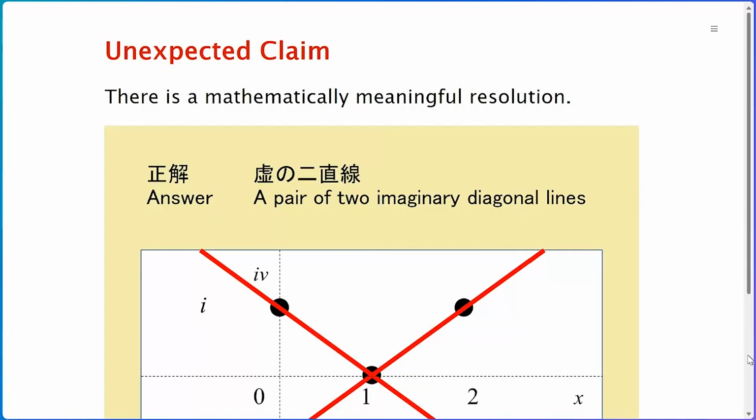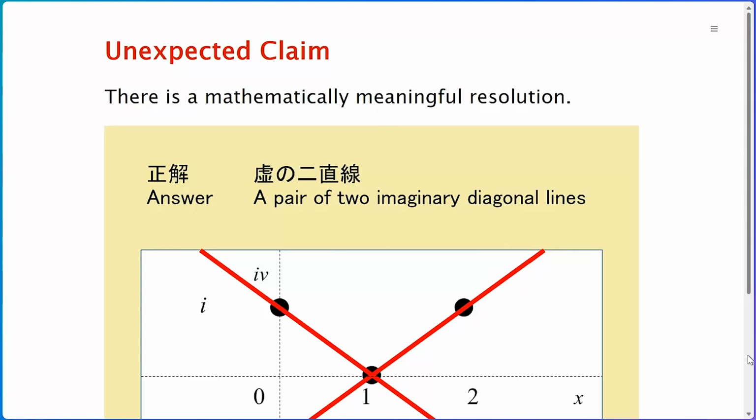Okay. So the claim is that there is a mathematically meaningful resolution, just not in purely Euclidean terms. The configuration is not Euclidean concyclic, but it is complex concyclic when we step into CP2, the complex projective space.